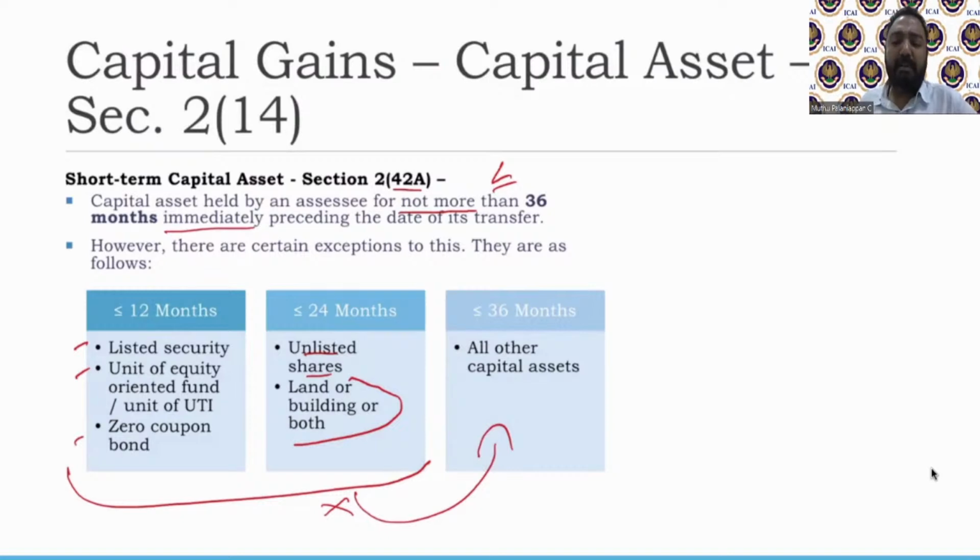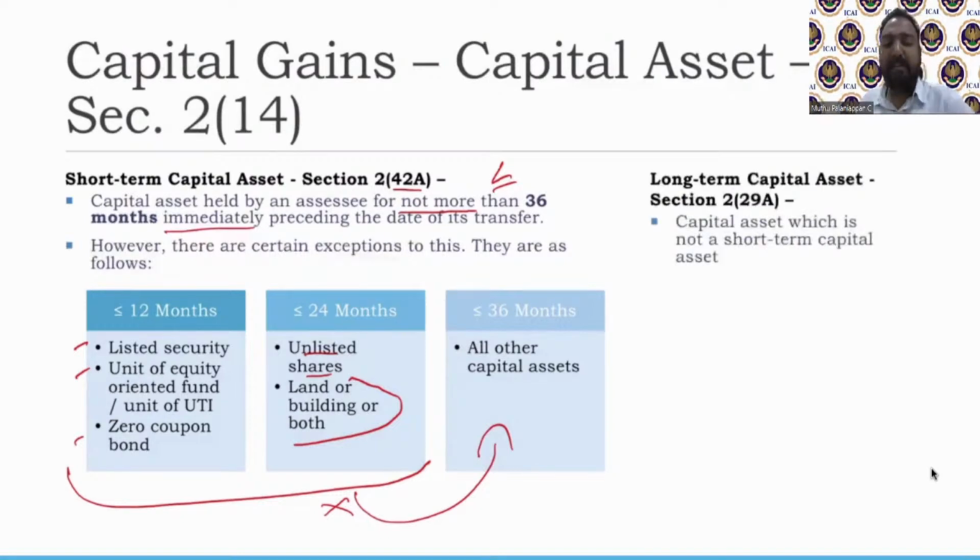It's a very simple thing. Okay, what do you mean by long term capital asset? It is a very simple definition. If you see, it is 2 clause 29A, which defines capital asset which is not a short term capital asset. Can you ever have some simple definition like this? When you read this definition, what do you remember? Another definition, something like this.